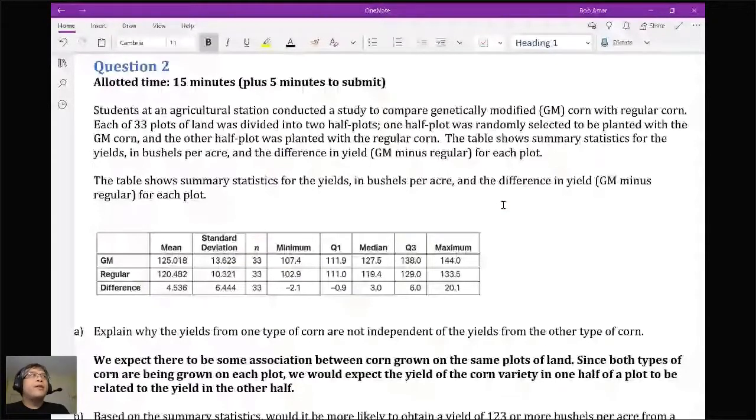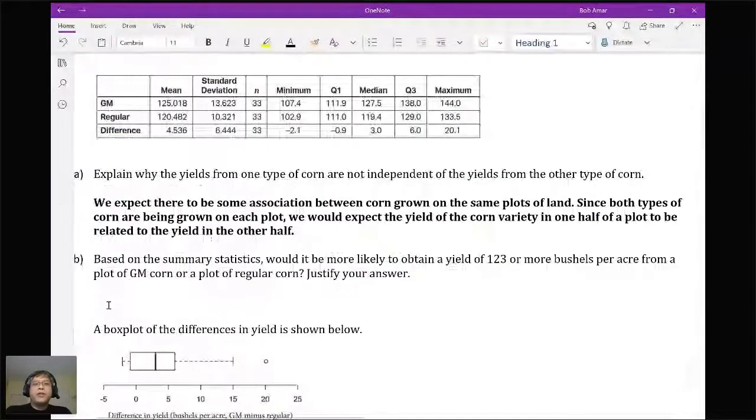Next question. Based on the summary statistics, would it be more likely to obtain a yield of 123 or more bushels per acre from a plot of GM corn or a plot of regular corn? The answer here is pretty clear, I hope.